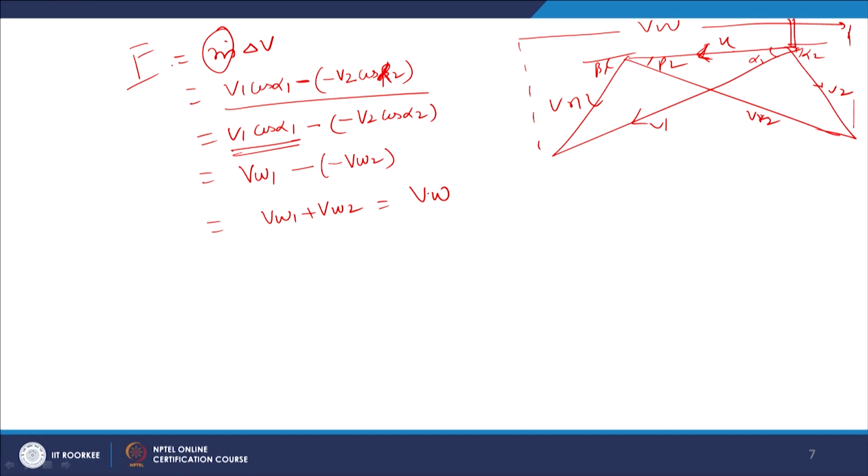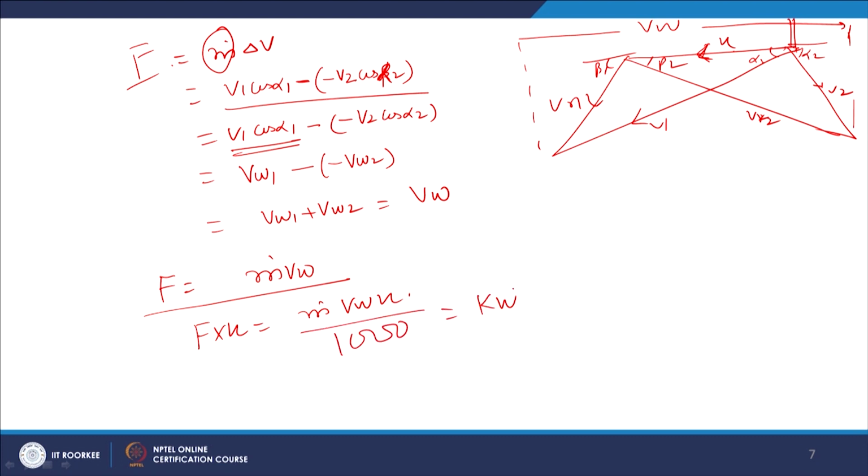Now if the mass flow rate is m dot, so definitely the force is going to be m dot VW. The blade is moving with the velocity U, right. So if you want to find output, then F into U, m dot VW U, that is going to be the output of the turbine. Now if you divide this by 100,000, we are going to get output in kilowatts. That is how we can find output of the turbine using the velocity diagram.